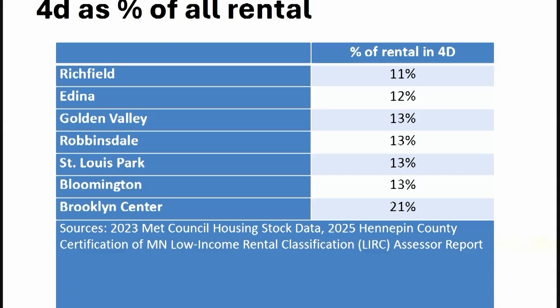On the next slide is information about 4D as a percentage of all rental housing. And so you can see that we are at 11%, and that's including Hempel, which technically won't be part of 4D until next year. But as you can see, compared to other communities, 11% is very similar to others where there's 12 and 13%. It's just Brooklyn Center that has a significantly higher percentage of its rental units in the 4D program.